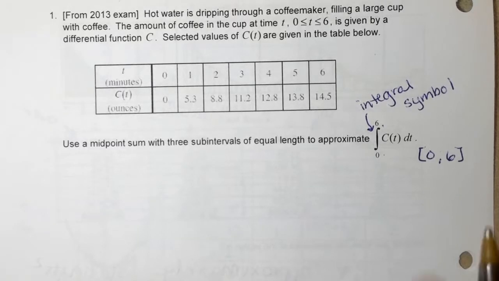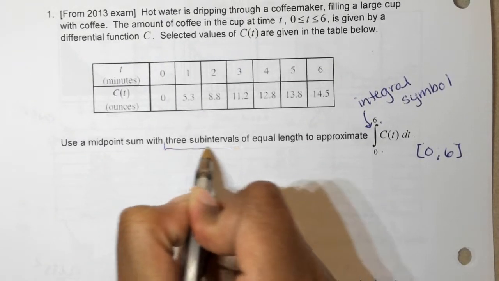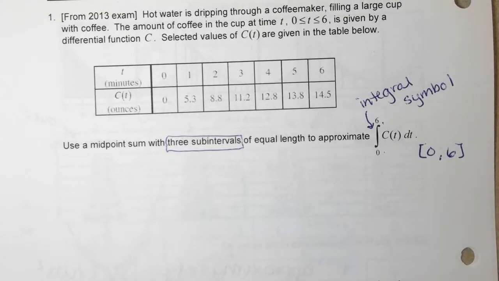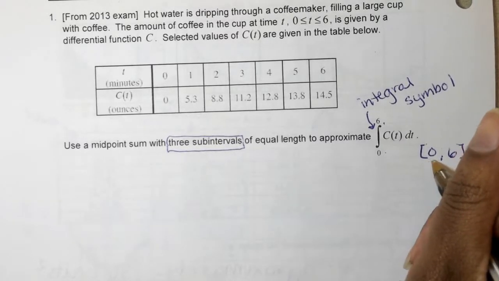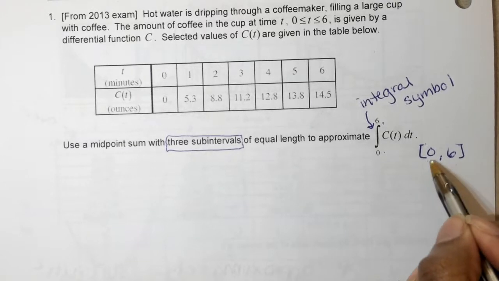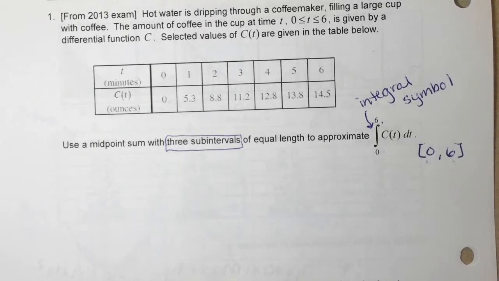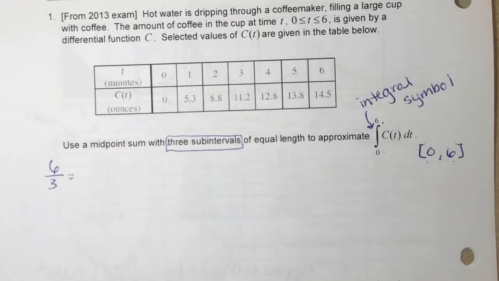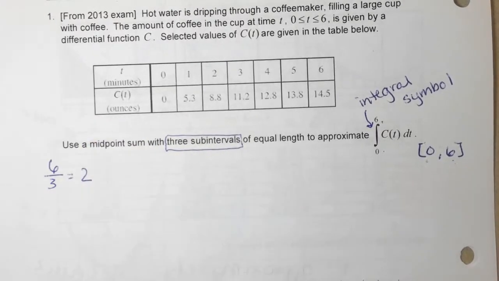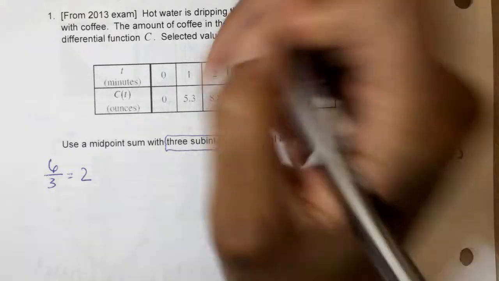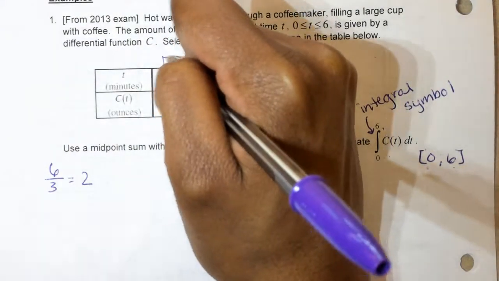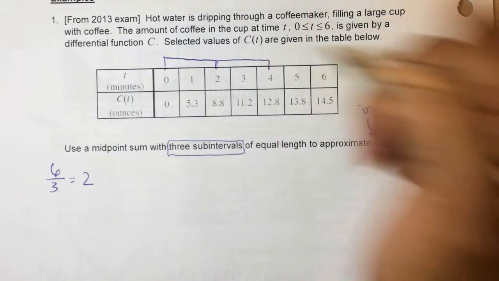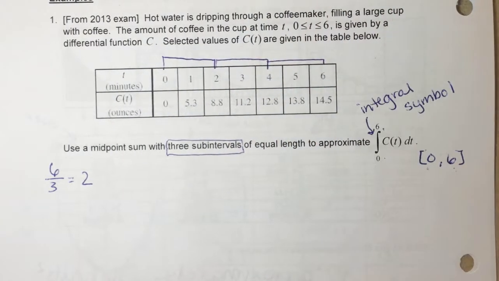So in order to do this, we need to first figure out what our subintervals are going to look like. We want 3 subintervals, and right now our interval is 6 units long, right? To get from 0 to 6, that's 6 units. So we have 6 units, we want 3 subintervals, so each subinterval is going to be 2 units long. So if we look at our table, 0 to 2 is one subinterval, 2 to 4 will be another, 4 to 6 will be another.